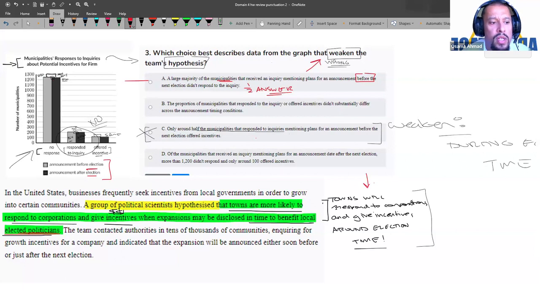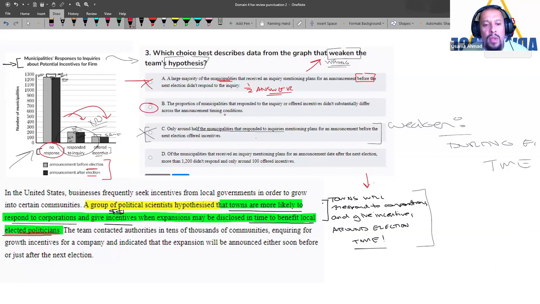Although a large majority did not respond, we have to continue, because maybe a majority did not respond, but more gave incentives than did not give incentives, for example. So answer A is incorrect because answer A does not compare before and after. That's what we need to do. Because how do we know that this weakens it? How do we know that they weren't given? Well, we need to continue. We need to say, well, before the election, it was this, and after the election, it was this. Okay, so answer A also would not work out.